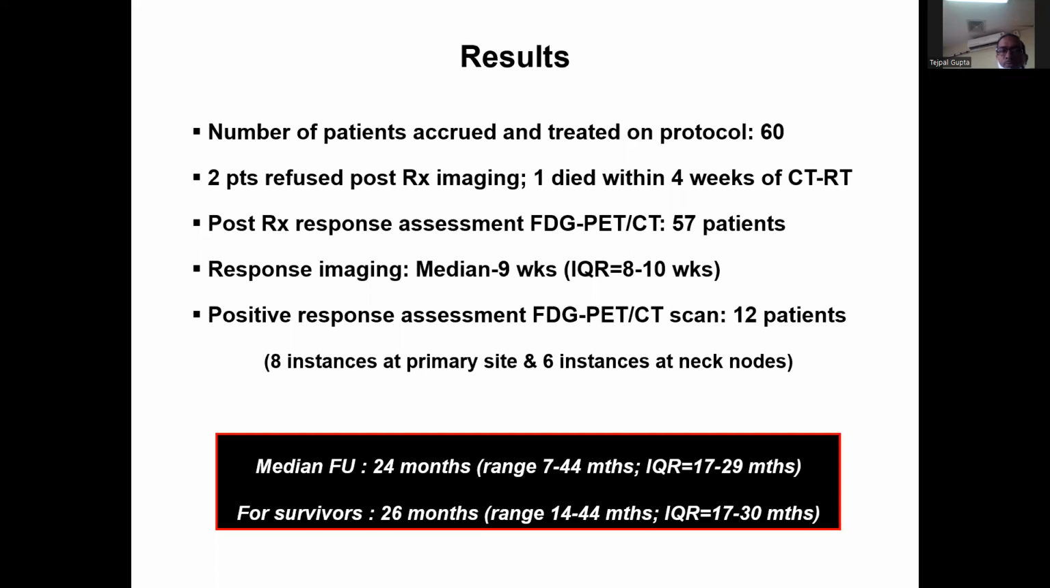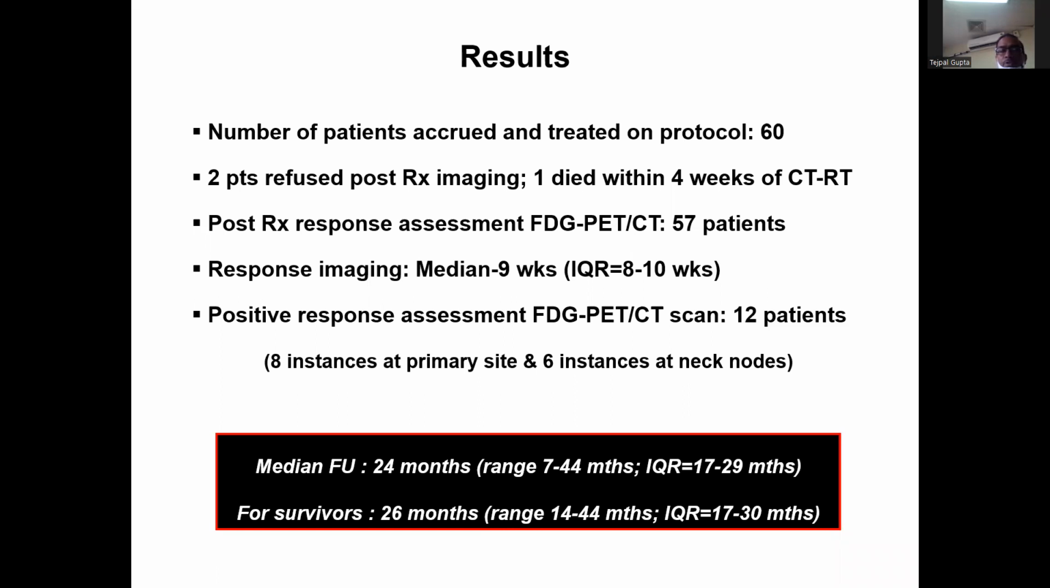2 patients refused post-treatment imaging, and 1 died within 4 weeks of chemoradiotherapy. So the response assessment FDG PET CT was available in 57 patients. The median time to imaging was 9 weeks, with an interquartile range of 8 to 12 weeks. We scored response assessment FDG PET as positive in 12 patients. 8 of them had primary site positivity, and 6 had positivity at the neck nodes. Some of them had positivity at both sites. That is why it is 12 patients, but 8 at primary site and 6 at the neck node.